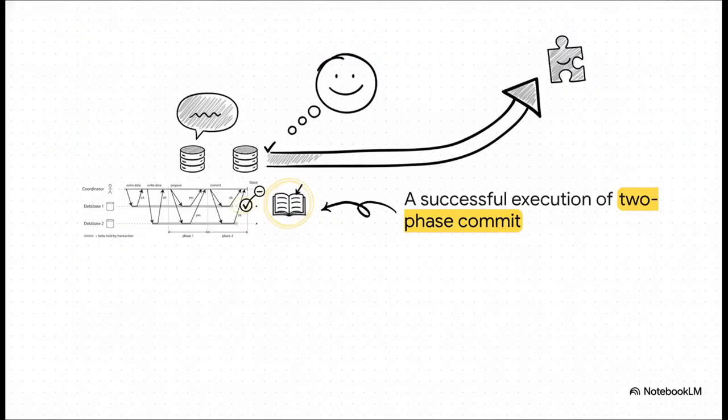Let's walk through the happy path here. Up at the top, we've got our coordinator, talking to Database 1 and Database 2. First, the application writes the data. Then, Phase 1 begins. The coordinator sends out that prepare request. Both databases do their disk writes and vote yes.